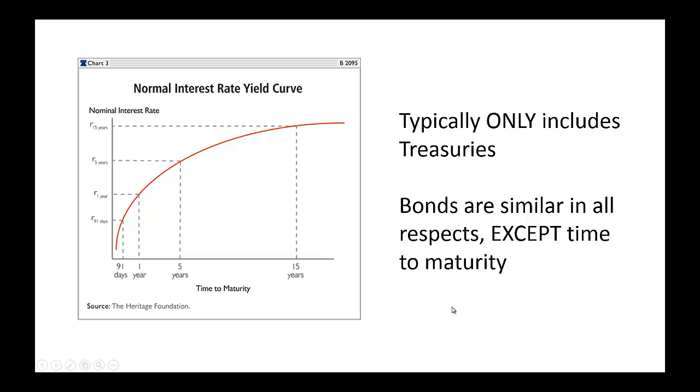Now please note, this graph typically only captures treasuries. Because of that, this graph is capturing the yield to maturity on bonds that are similar in almost every respect except time to maturity. Importantly, this graph is sanitized of any default risk effects. Remember, the credit spread was a measure of changes in macro level default risk. The yield curve is scrubbed of all default risk because the only thing we're analyzing are treasuries, which we generally don't believe have any default risk. So all we're measuring in the yield curve is the difference in the yields to maturity that is a function of different times to maturity.